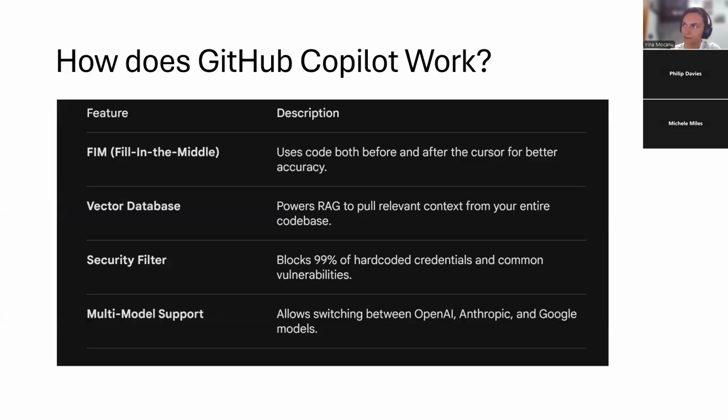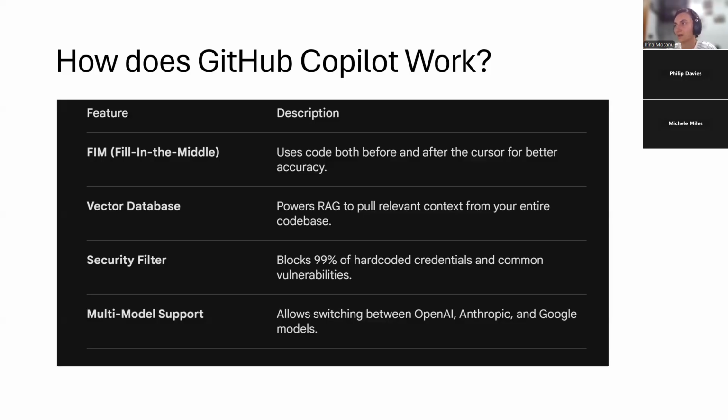Now, how does GitHub Copilot work? It has multiple functionalities. It's a powerful tool, but at a high level, for example, you are writing code and you are on a file and it's automatically detecting the next change. Most likely, it's using the fill-in-the-middle feature. And what it does is use code before and after the cursor for better accuracy. So it sends code around your line of change.